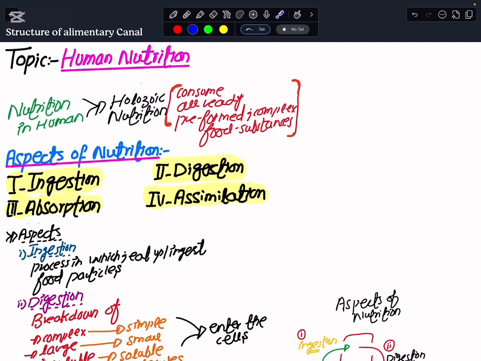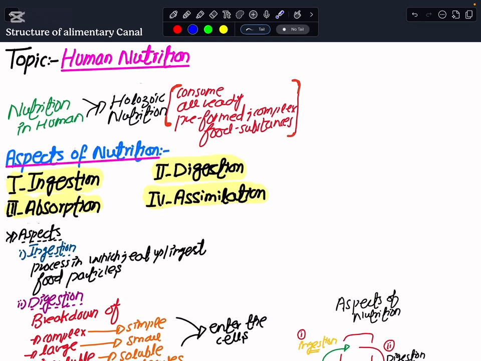And here we would begin with an entirely new topic, entitled nutrition in humans. Here we will see how our alimentary canal is designed and how the various phenomena of physical and chemical digestion are brought about. We would look at the structure of the alimentary canal and see how every part of the alimentary canal contributes its role in terms of digestion.